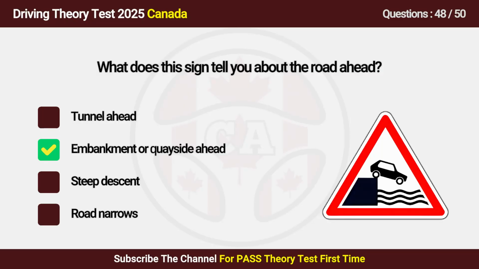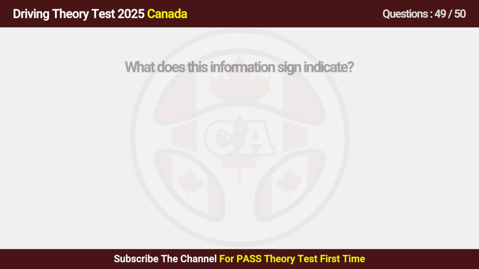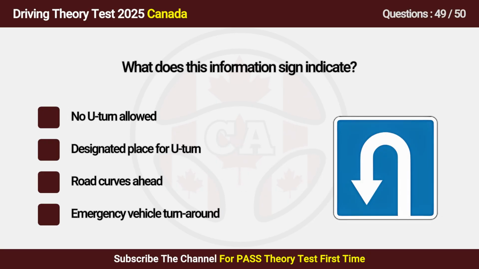Answer is B. Embankment or quayside ahead. This warning sign indicates an embankment, quayside, or unprotected drop-off ahead, often near water. Drivers should exercise extreme caution. Question 49. What does this information sign indicate?